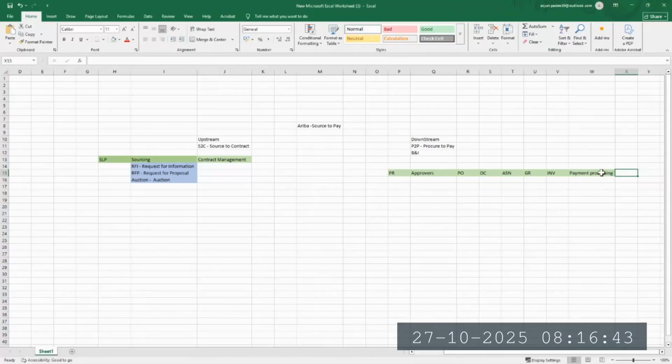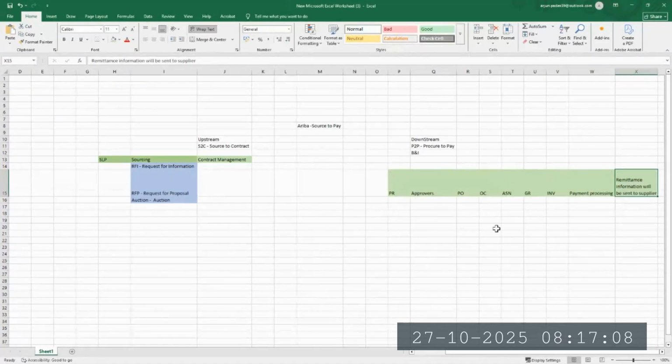Once the payment is processed, remittance information will be sent to the supplier. What will this remittance information contain? This remittance information will contain the payment transaction information. So once the remittance is sent, the payment is done and the remittance is sent. Here, our procurement activity ends in our Ariba system.